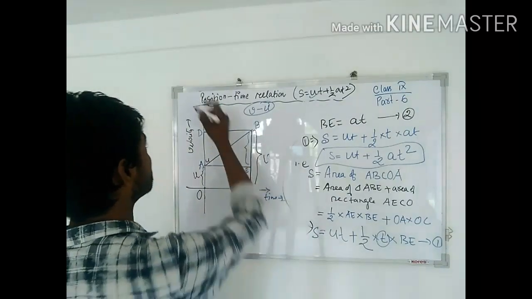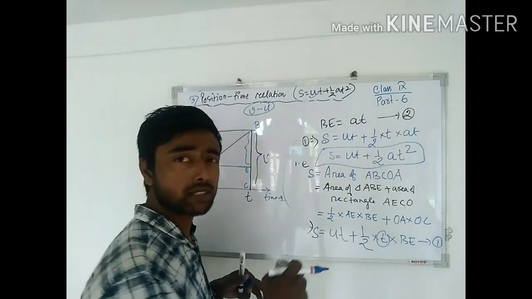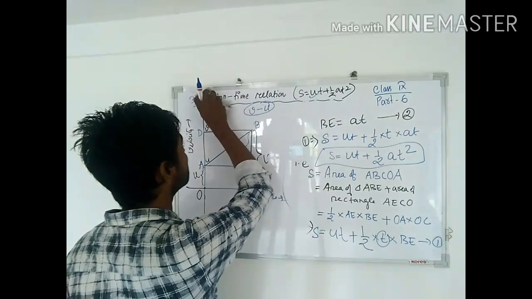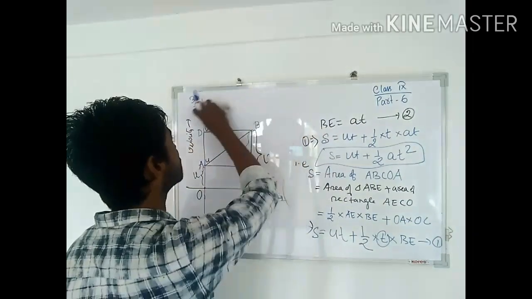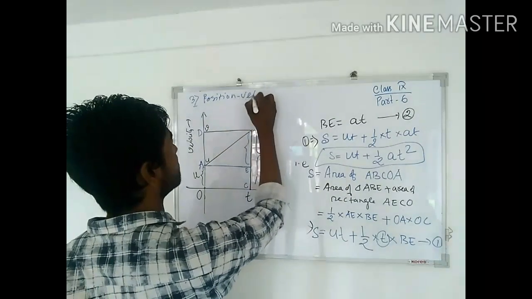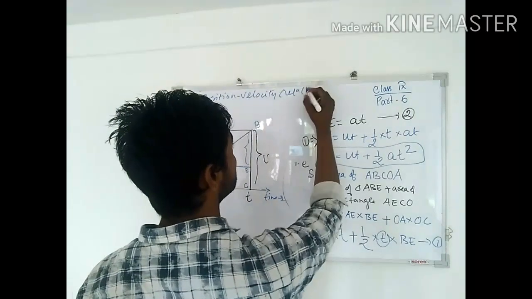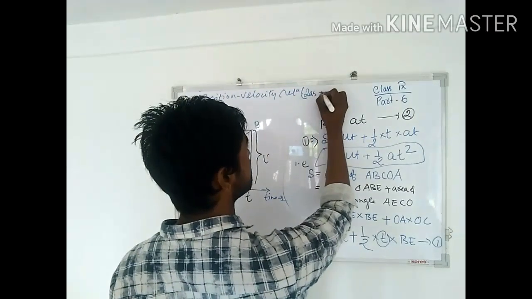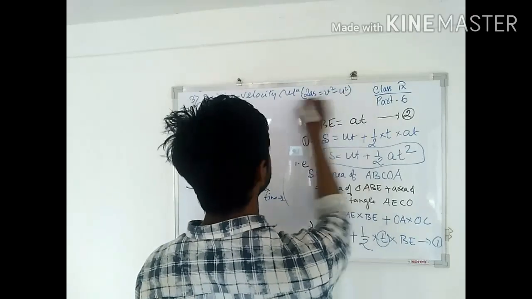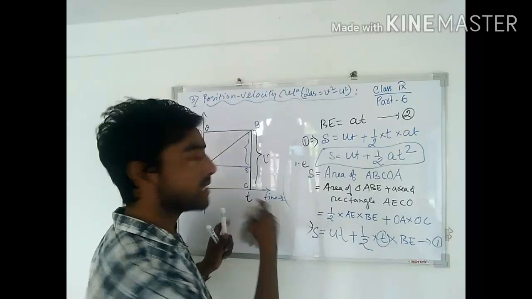So this is getting lengthy. But still we have to complete this. You need to have some patience. Okay. So next is what? Position velocity relation. Okay, position velocity relation. What it is? Twice AS is equal to V square minus U square. This is easy. It's not tough. Very easy. Okay. So position velocity.